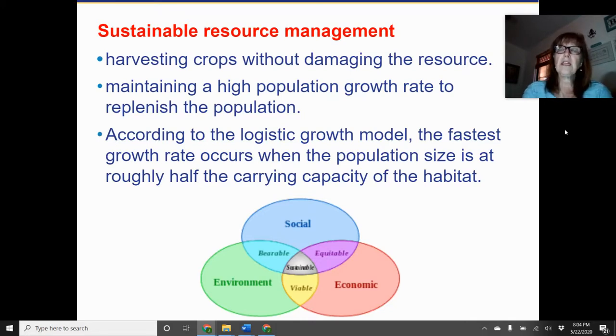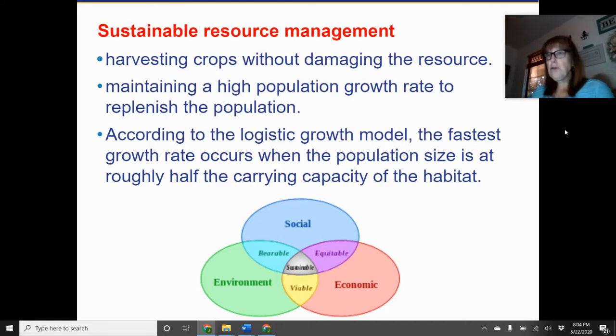So the deal is also that by maintaining high population growth rates, we are able to help replenish populations if you don't wipe them out. According to the logistic growth model, the fastest growth rate occurs when the population size is at roughly half the carrying capacity of a habitat. That means that those populations can make a comeback very, very quickly, and you end up with a population of organisms that's much more stable. If you are damaging a population of individuals and you are wiping them out in totality, then it's going to be very difficult for any of those populations to make a comeback.